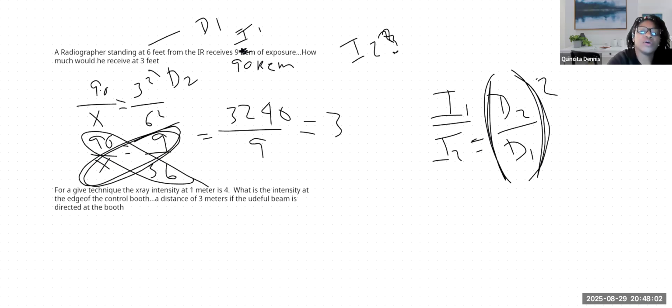All right, so if we get closer to the fire, our dose increases by a factor of 4. 360 is basically 4 times that initial exposure. All right, the next one, go ahead and do that one for me.